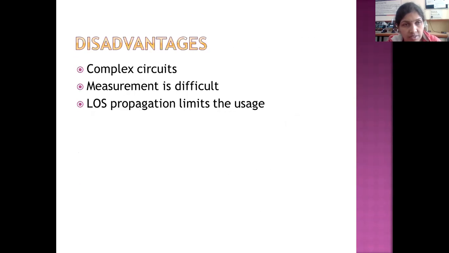Microwaves also have some disadvantages. They have complex circuits, the measurement is difficult, and line of sight propagation will limit the usage.